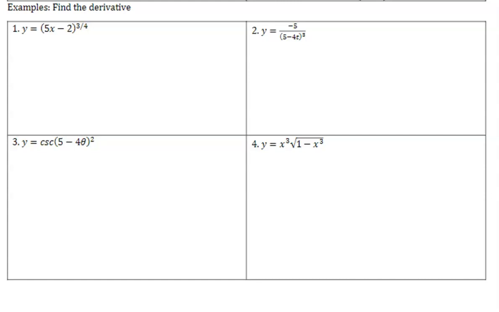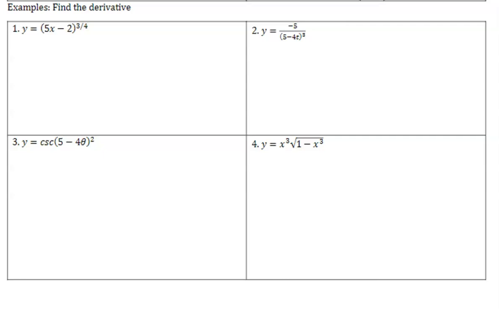Everybody. So yesterday I very briefly said something about the chain rule. And today I'm just going to make this video. I'm just going to go through these first four examples. We'll look at the other examples together in class. Yes, let's get started. We're going to be using the chain rule to find these derivatives.